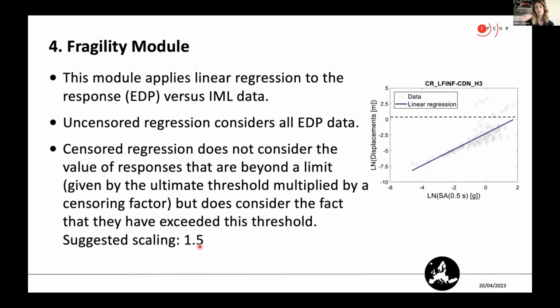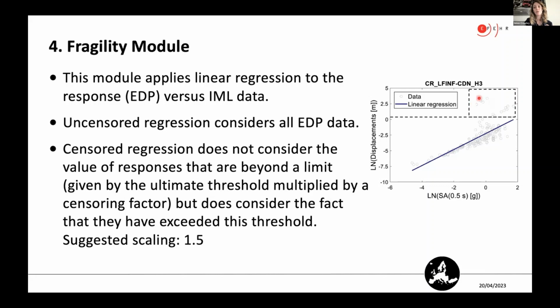But often we do want to consider values that are slightly higher than the last damage threshold that we've provided. Anything above that limit is not considered in the regression analysis, because these values would influence the linear regression. They may be points where the analysis has not converged because the single degree of freedom structure has collapsed. We want to take into account the fact that we have exceeded the threshold, that those buildings have collapsed, but we don't want to actually use their values. That's what is being done with the censored regression.